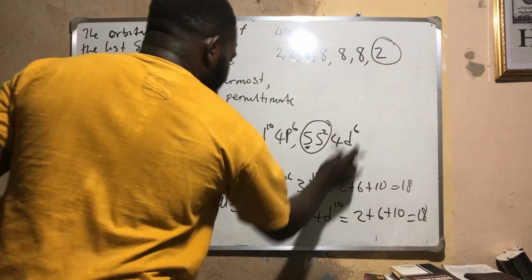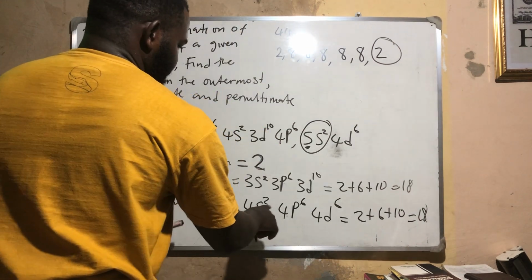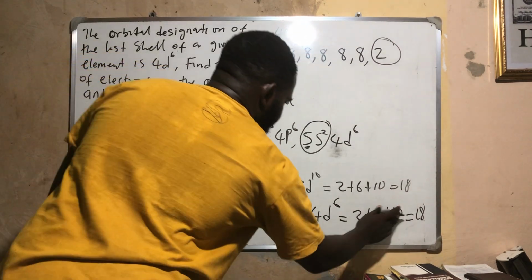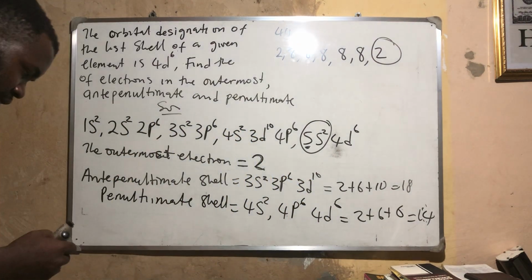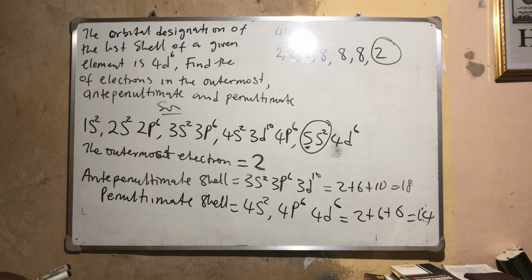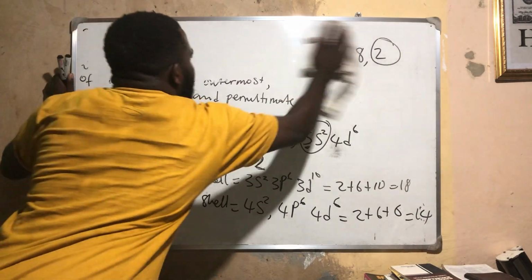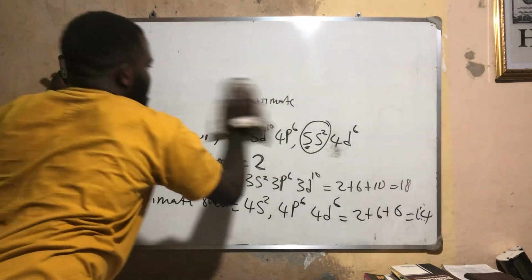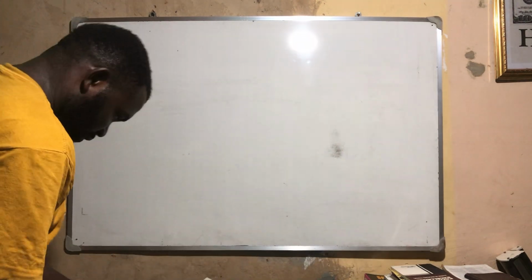So we have 18. Sorry, is it 4d10? 4d6. What am I saying? 4d6. So we have 6 plus 6, 12, plus 2, 14. We have 14 electrons in the penultimate shell, and 18 in the anti-penultimate shell. Right? So that is that. So the next question.